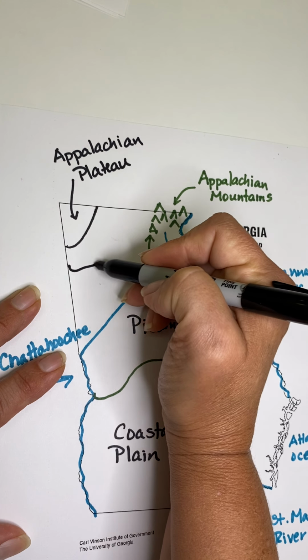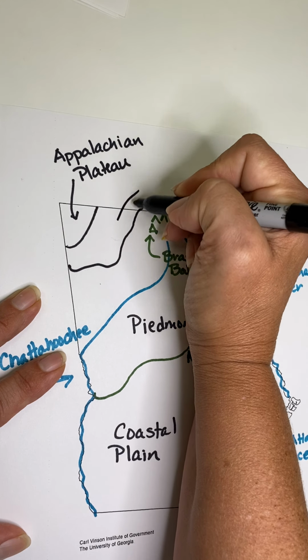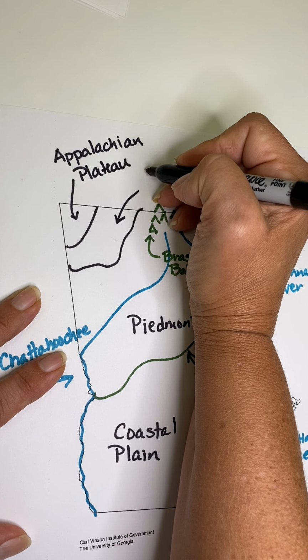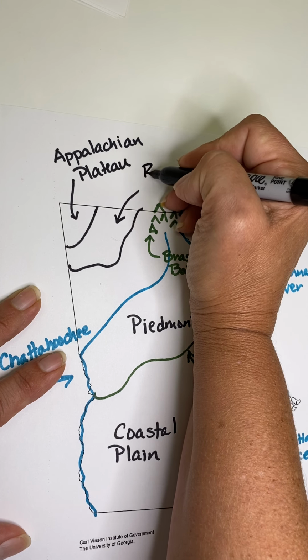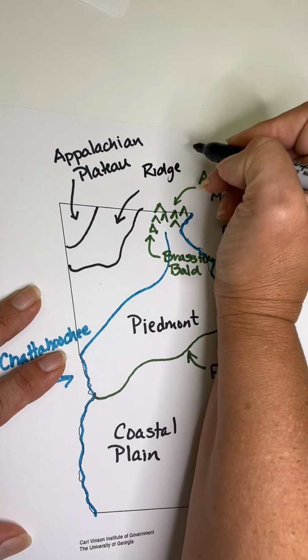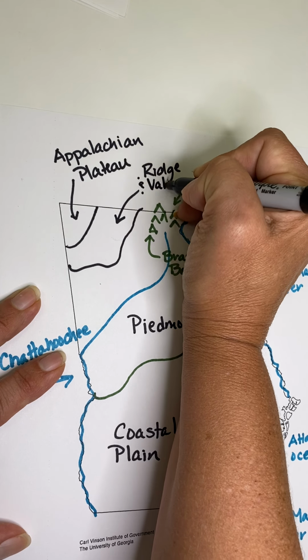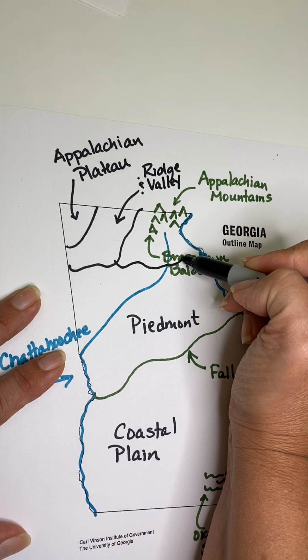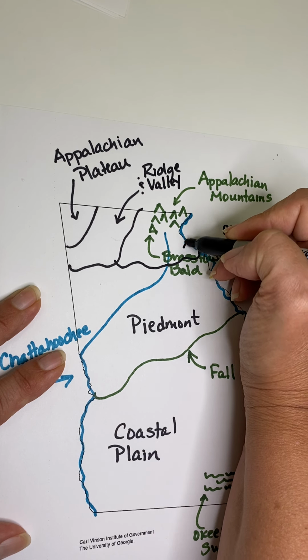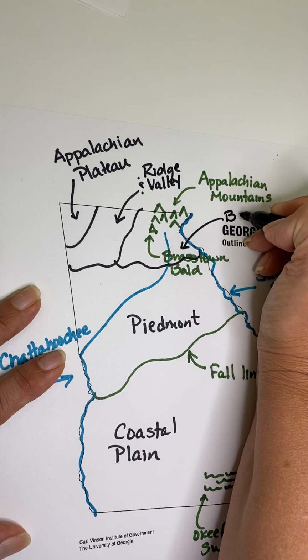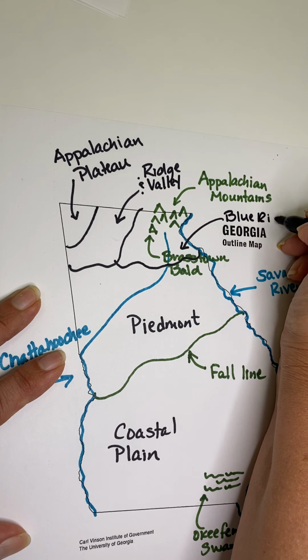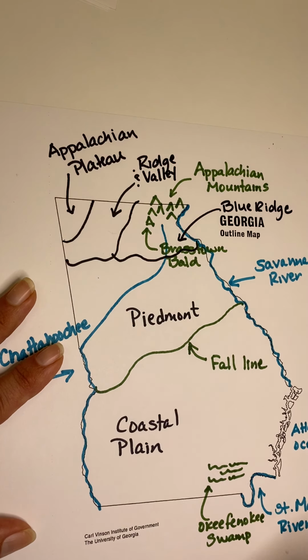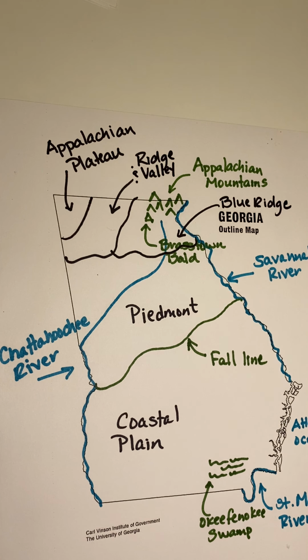Next to it, we have the Valley and Ridge, or the Ridge and Valley. You'll see it both ways. And then this last one right here that kind of does this little part right here is the Blue Ridge. Okay, so those are our 5 regions of Georgia. Now let's do our cities.